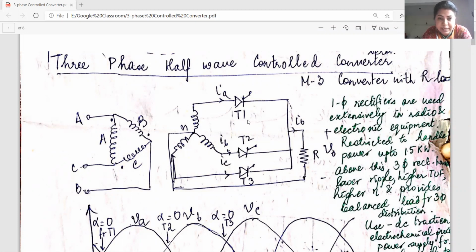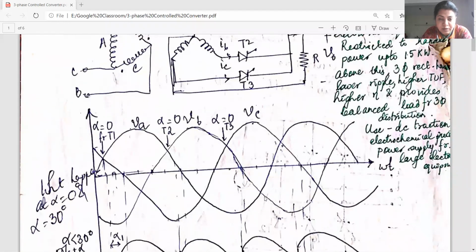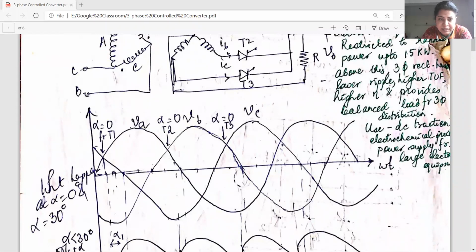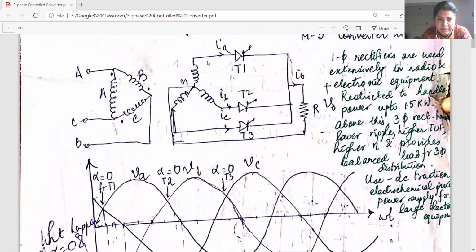On the secondary side, we have three thyristors, T1, T2, and T3. Load R is connected across the output. Now, these are the phase voltages VA, VB, and VC of the secondary. VA across this, VB, and VC.